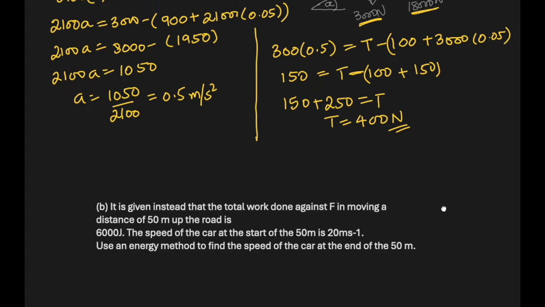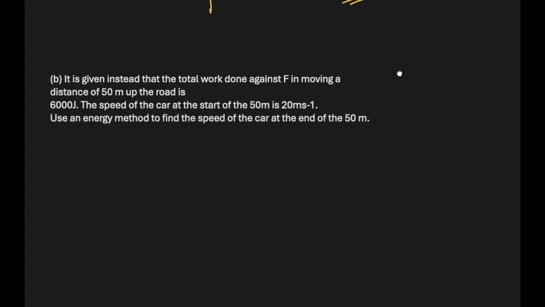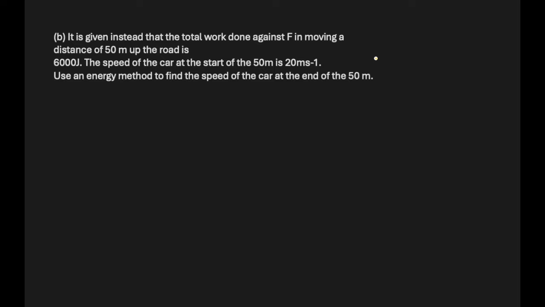Okay. Next one, B, it is given instead that the total work done against F in moving a distance of 50 meters up the road is 6,000 joules. So this is the second mass which had a resistance of F, right? And distance is 50 meters and 6,000 joules is the work done in overcoming this F, right? All right. So we know that energy or work done is force times distance. Force is F, unknown. Distance traveled is 50 meters, is equal to 6,000 joules. So are they asking F?